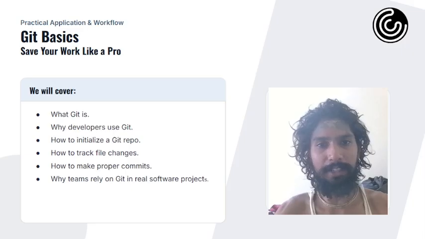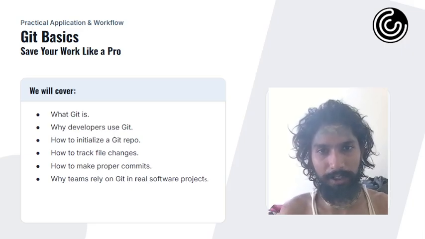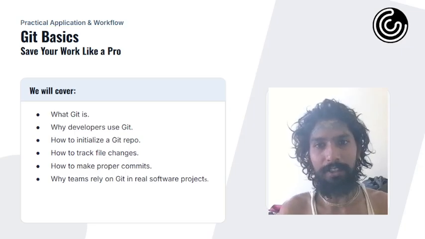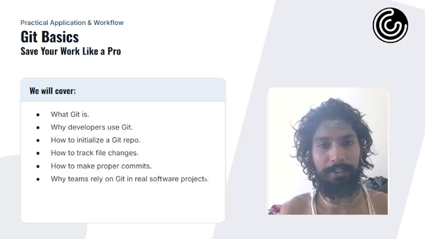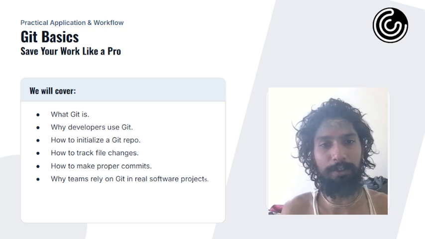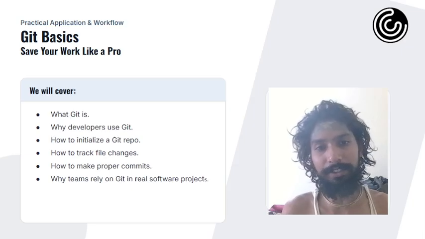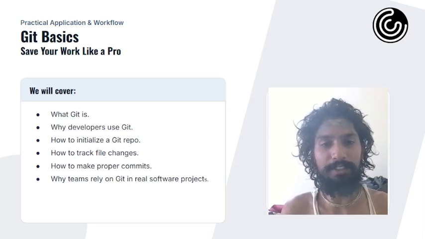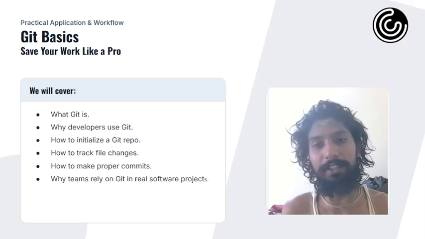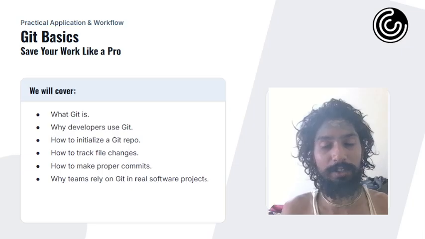Before writing commands, understand this. When you work on a real software project, you do not just write code once and finish. You keep changing the code. You add a feature, then you fix a bug, then you improve some text, then someone else changes another file, then something breaks, then you need to know what changed, when it changed, and who changed it. This is where Git helps.